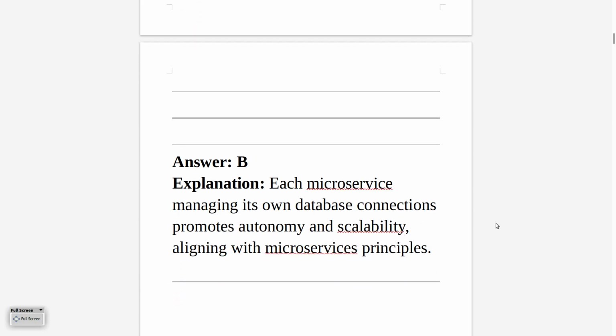Okay, interesting. B. Each microservice should manage its own database connections. It provides autonomy, scalability. Interesting. Okay. I thought maybe there was some benefit to not reinventing the wheel with each microservice, so that's very interesting. Note to self: I want to follow up and read up more about that.